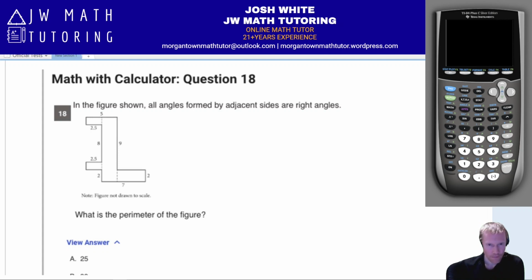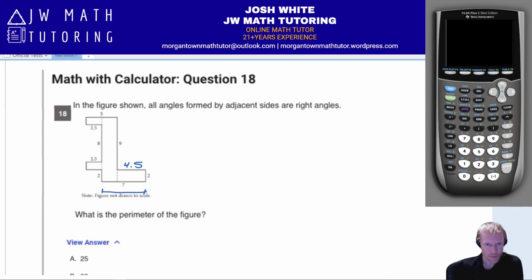First of all, we know that across from this 2.5 is a 2.5. That means this has to be 2.5 as well. And therefore, that means that this 7 across the bottom, if you take away this 2.5 here, gives you the value of this side, which is going to be 4.5. All right? So that's how you can find that side out.